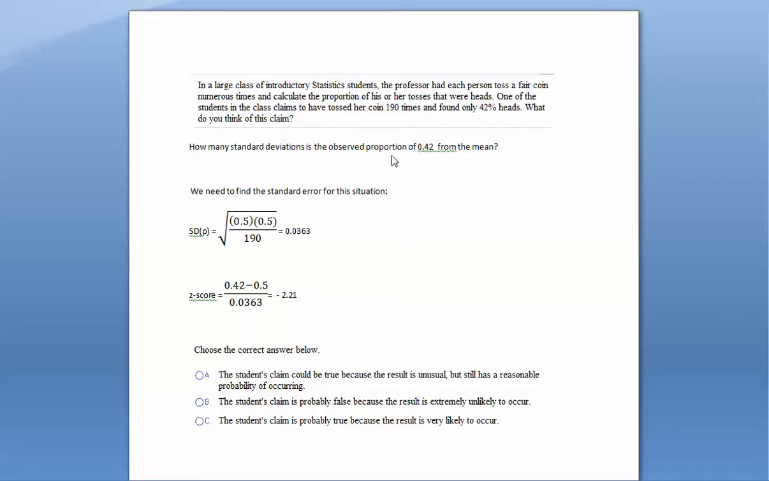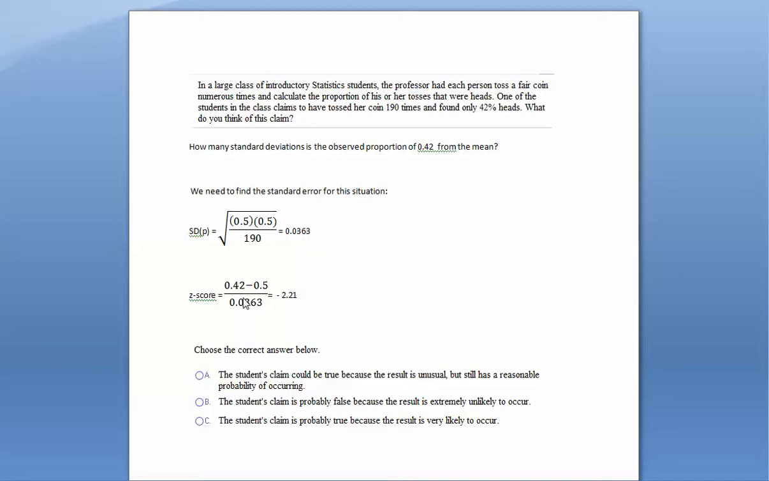So the first question they ask you is how many standard deviations from the expected mean is the observed proportion? If we're tossing a coin, we would expect to get 50% heads. So the first thing we need to do is find the standard error for the situation. The standard deviation of the proportion is the square root of 0.5 times 0.5, the probability of success times the probability of failure, divided by the sample size, which was 190, and when you work that out, you get 0.0363.